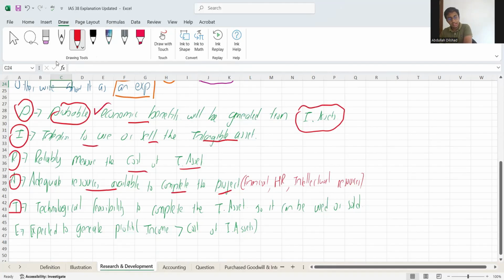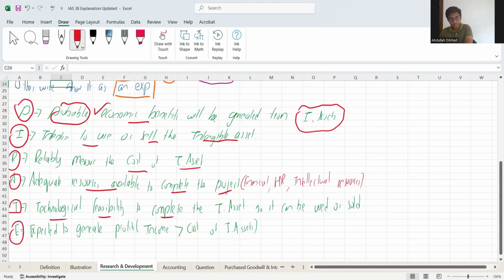T is your technological feasibility to complete the intangible asset. Okay, so what I mean by technological feasibility is, number one, you need to have advanced technology to produce. Okay, and also you need to have staff who have high-end skills, high-end knowledge, high-end applicational knowledge to complete or develop this project. Okay, so that is in terms of T.